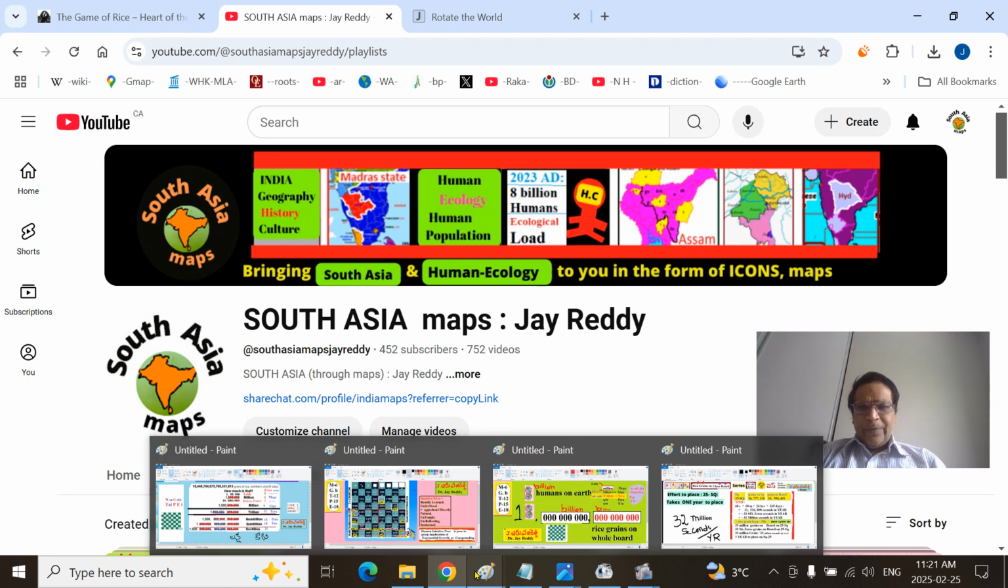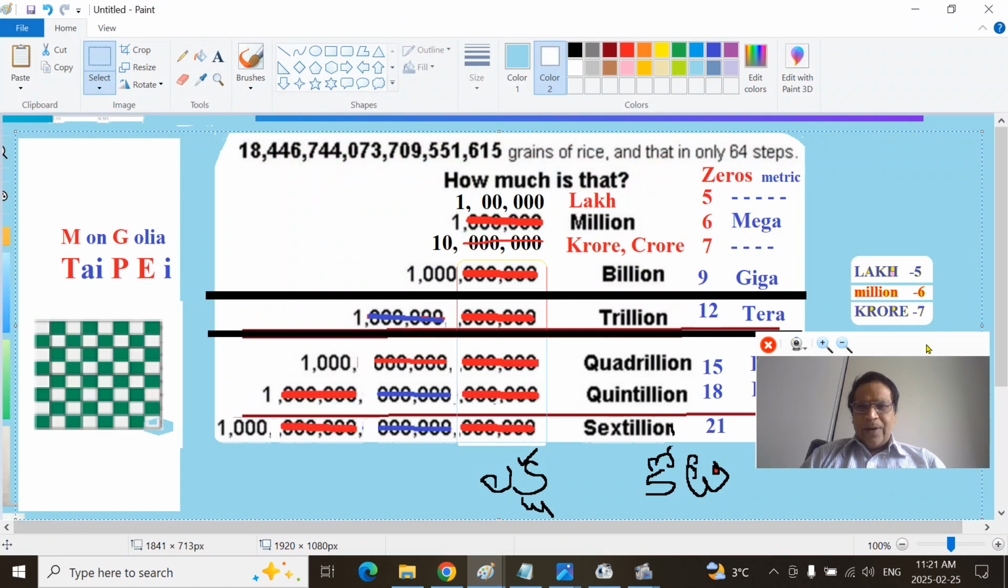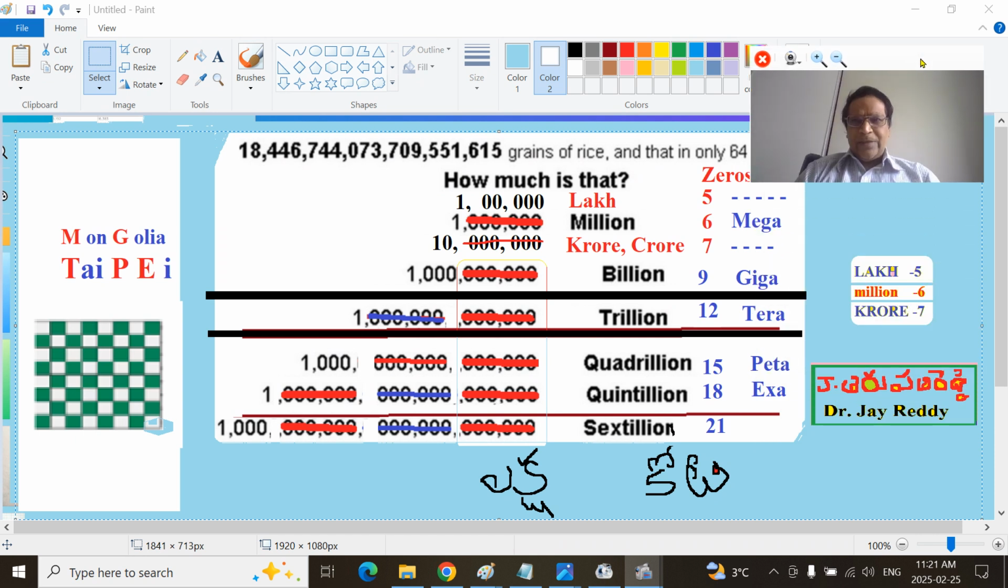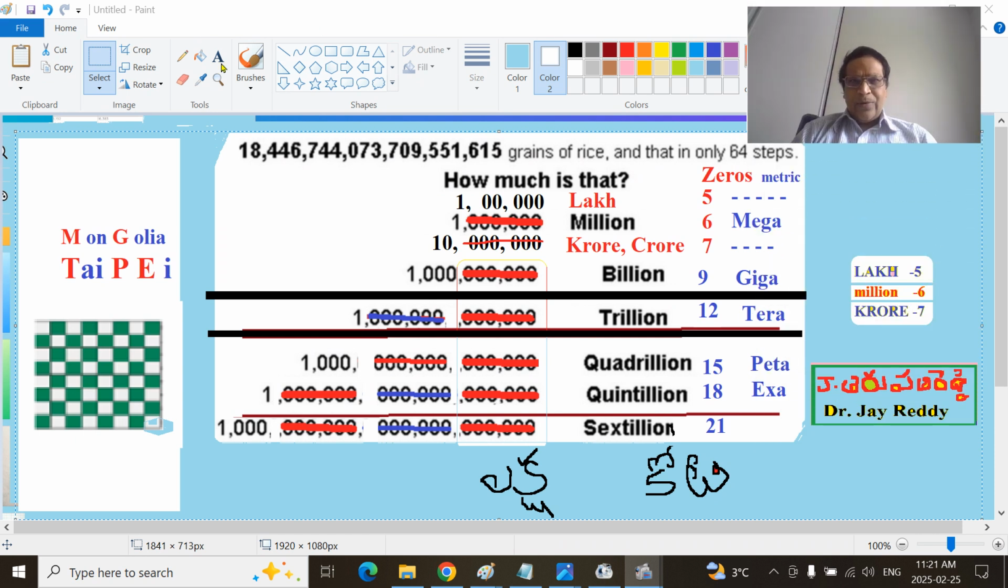Before that, friends, you have to understand some very important things, because here we are talking about very big numbers. So you have to know what is a million, billion, trillion, quadrillion, quintillion. These are the dictionary numbers with corresponding metric prefixes: mega, giga, tera, peta, exa.